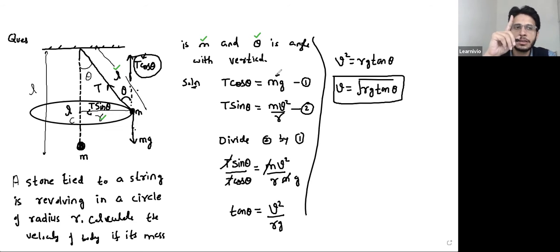There is another component of tension which is acting towards the center. So the force which is acting towards the center will provide centripetal force. That's why I wrote T sine theta as mv square by r. Right? Now you need this m. I don't know what's the value of T here. So I just divide 2 and 1. On dividing 2 and 1, this T gets cancelled out, m gets cancelled out, and I got velocity which is root over rg tan theta.